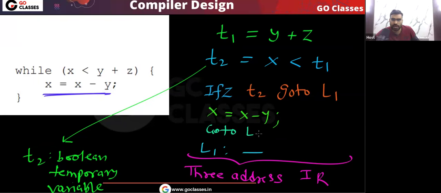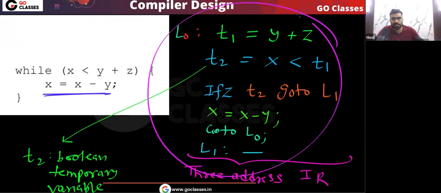After this line, what will you do? You will go to L0. This is your L0. So that's it, this is your program. Please tell me, did you understand? Did you clearly understand how to write intermediate code? This is the intermediate code we will get.